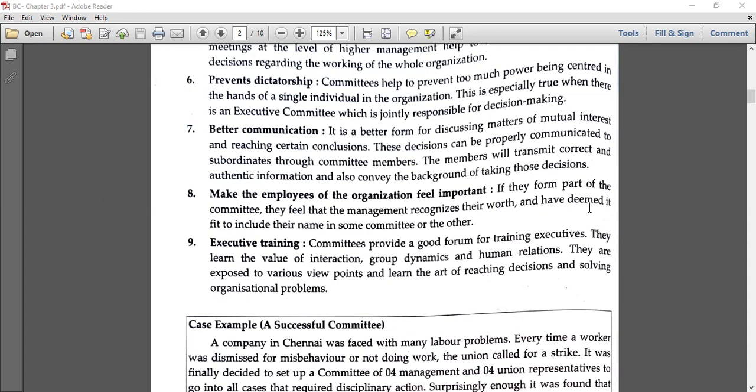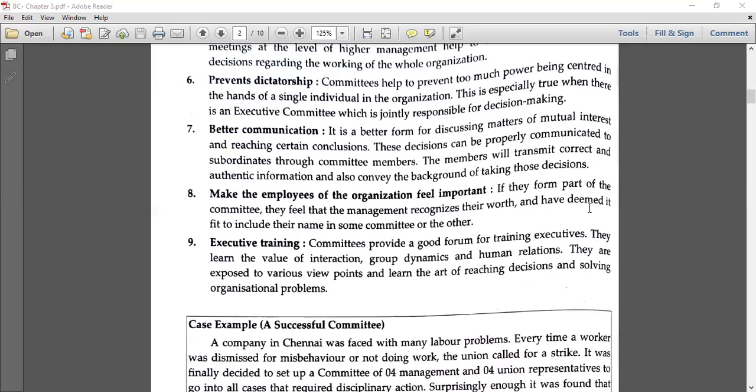So it is a better form of discussing matters of mutual interest and reaching certain conclusions through the actions of committees. These decisions can be properly communicated through subordinates, through committee members. The members will transmit correct and authentic information and also convey the background of these decisions.